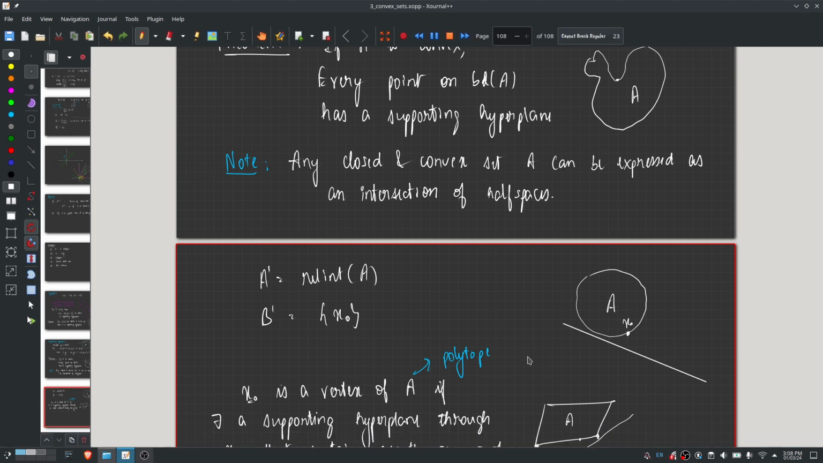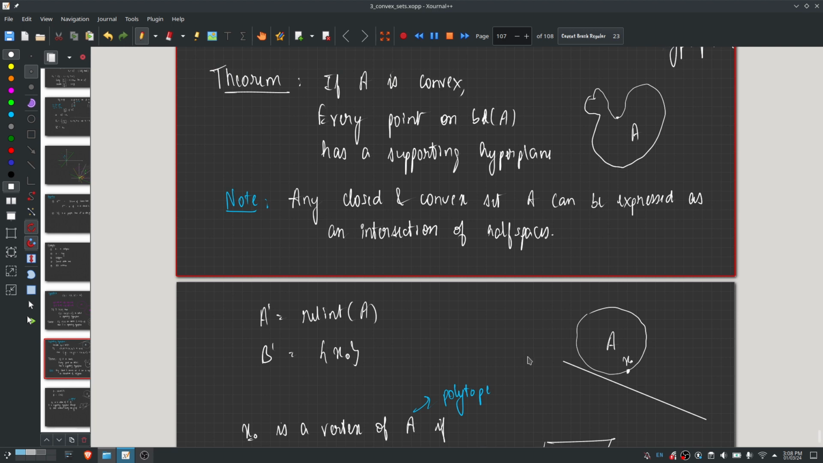Any questions so far? I'm sorry? There's a convex set. You took x naught out of that. You took x naught out of? So it's A slash. Okay, so you're removing x naught from the interior of A or the boundary of A? Okay.